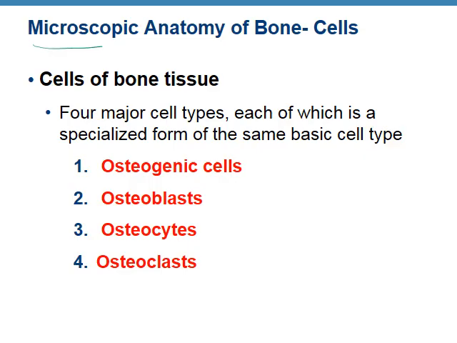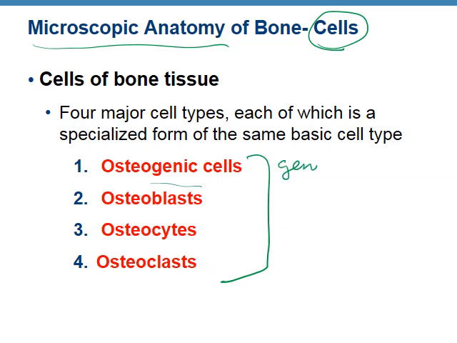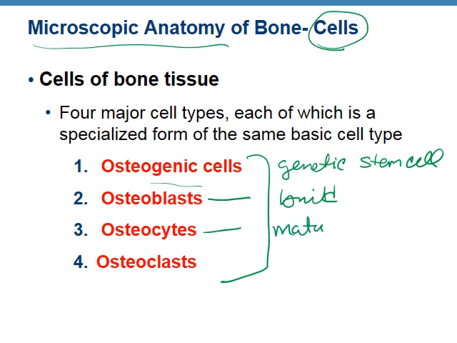Now we get to change topics and start talking about microscopic anatomy. So the first thing we're going to talk about in a little more detail are these cells. So there are 4 major types of cells. I know your book lists 5, but I want to stick with these 4. So we're going to look at osteogenic, and you should think maybe genetics. These are going to be the stem cells. We're going to look at blasts, which build bone. We're going to look at cytes, which are mature bone. And then we're going to look at clasts, which cut or break bone down.